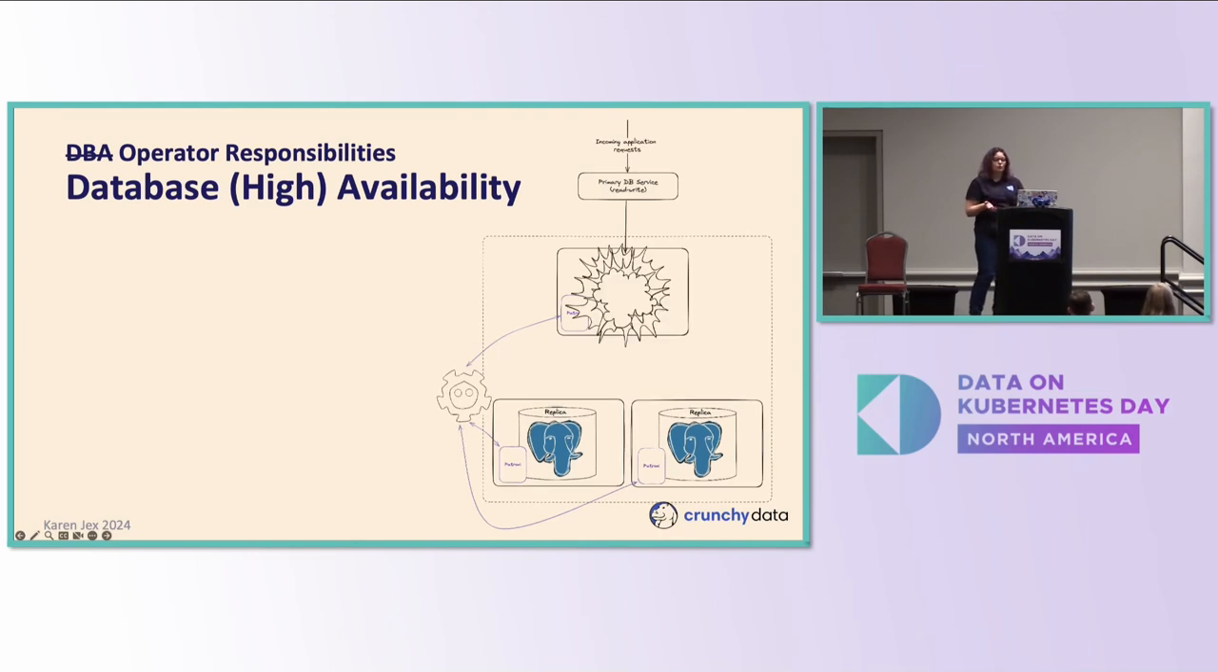So now if something goes wrong with your primary database, you want to know that you'll get an automated failover, that one of the replicas will be promoted to be the new primary, and the other replicas will be configured to replicate from this new primary.